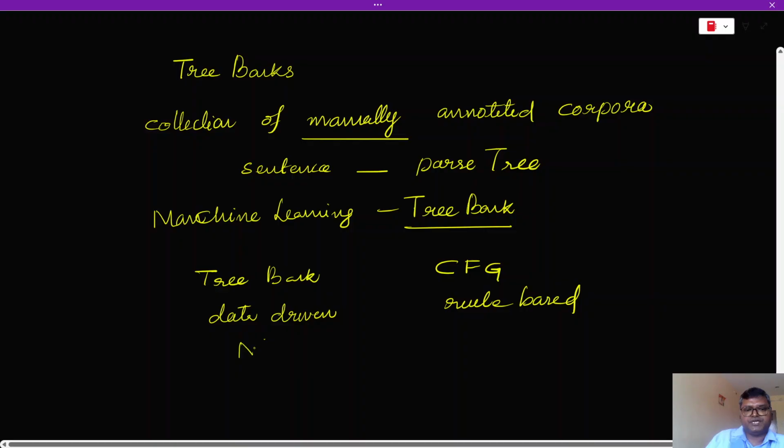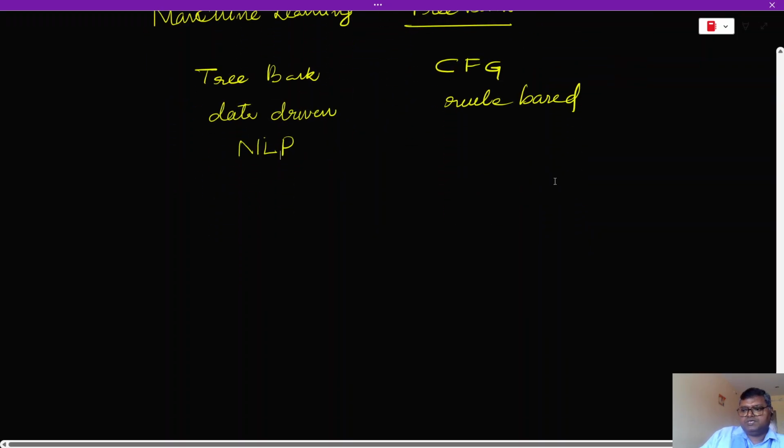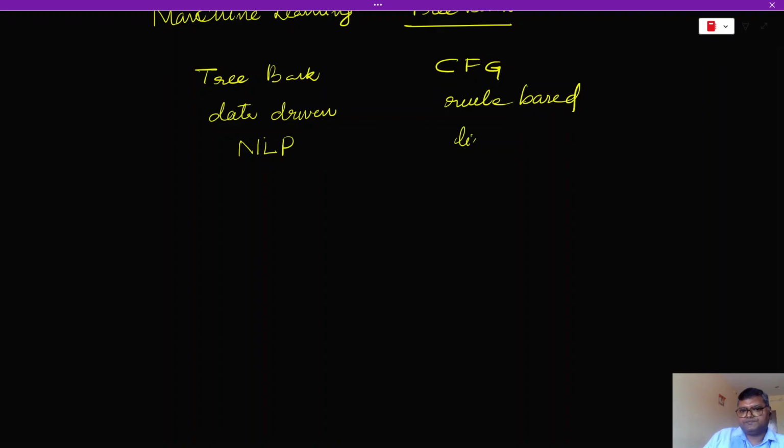And this is used for NLP more, the tree banks. And CFG is used for linguistic and formal syntax. This is rigid, this is flexible, and with the tree bank, we can develop more tree banks with existing data.